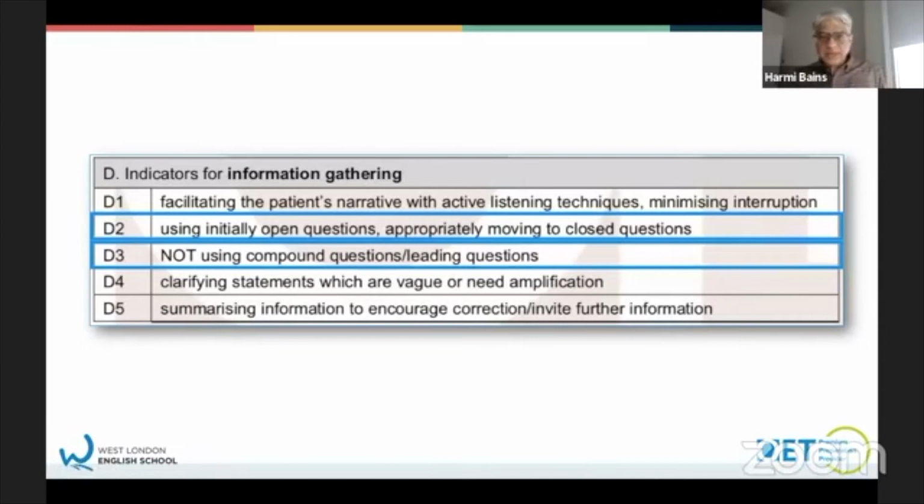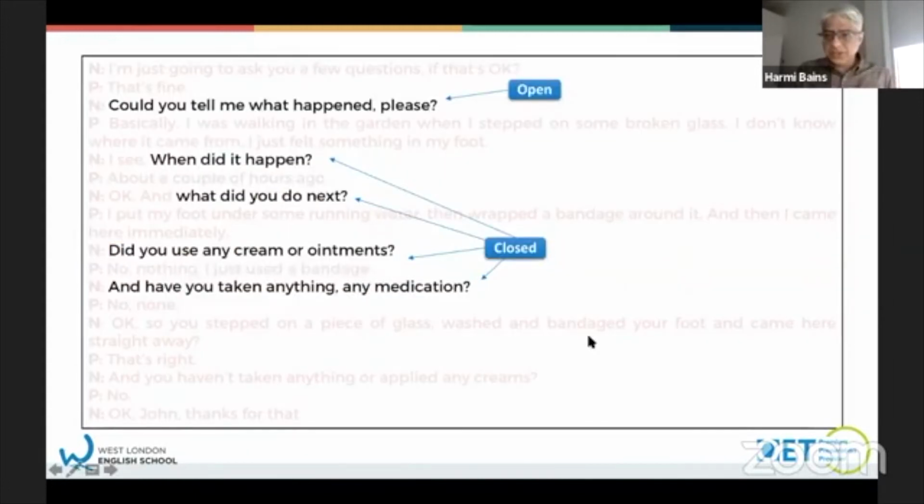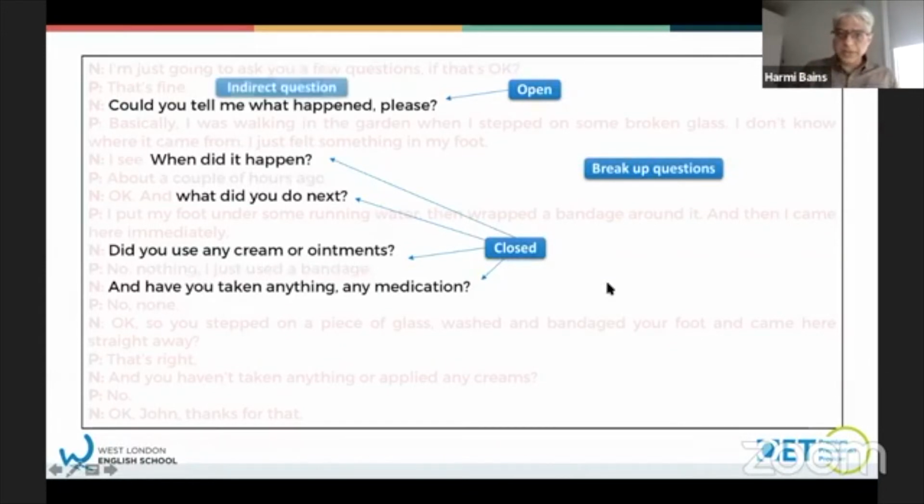Also, you can see here with point 3, it says not using compound questions. So really not asking questions together, basically, but breaking up your questions. Don't confuse the patient by asking them 2 or 3 questions in one go. You've got to ask them one question, let them answer, ask the next question, let them answer. So just break up your questions. Okay, and that's what this student did. The questions were all broken up, which is great.